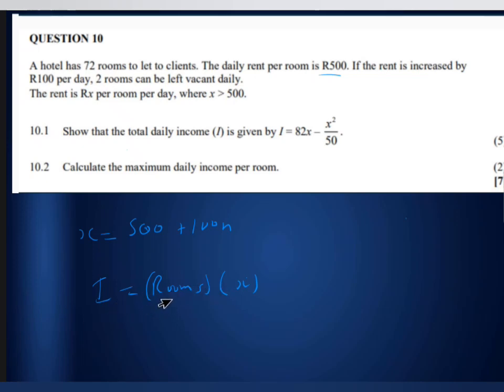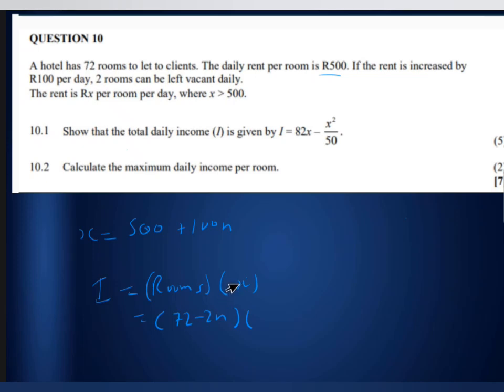But the problem we have with the number of rooms is that 2 rooms are being removed daily. So how are we going to represent that? We're going to say, first of all, we have got 72 rooms, but then 2 rooms are going to be removed daily. So now it's just the same as this formula. It depends on the particular day. If it is maybe after 2 days, we're going to say 2 times 2, 4. So 4 rooms should be removed from the original starting point. So this is what we have.